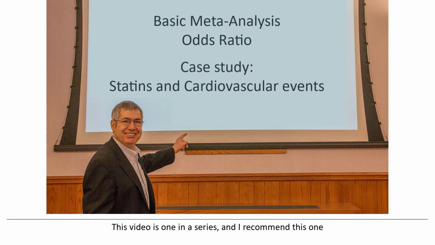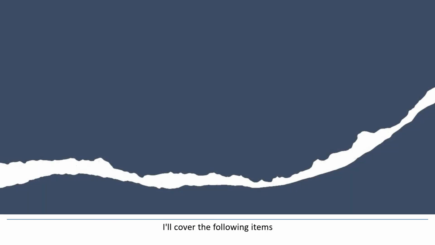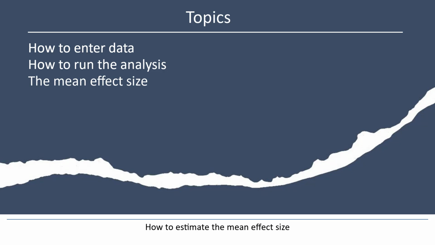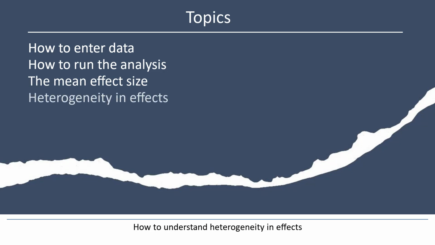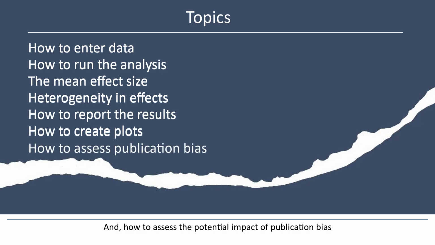This video is one in a series, and I recommend this one if you plan to work with the odds ratio or the risk ratio. I'll cover the following items: how to enter data, how to run the analysis, how to estimate the mean effect size, how to understand heterogeneity in effects, how to report the results, how to create plots, and how to assess the potential impact of publication bias.